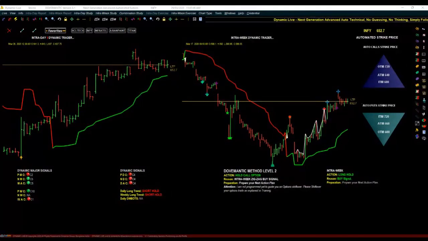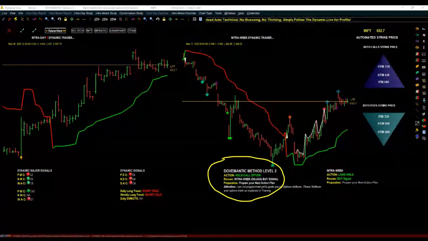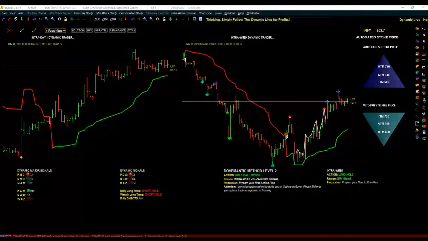But these are all the multiple intelligence that are in place. You must be thinking, do I have to learn all these things one by one? No, you don't have to do that. All you have to do here is simply follow what this Daumantic method level 2 tells you. All these intelligence will collect the information and finally tell you in this Daumantic method, and you are supposed to look at this action information. In this action information, when there is a clear buying opportunity, it will tell you buy call option now.